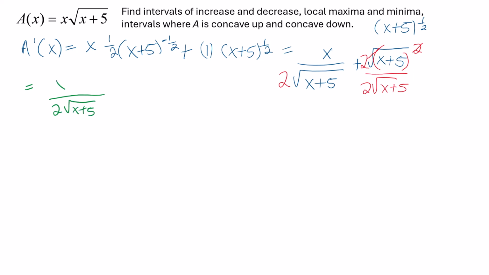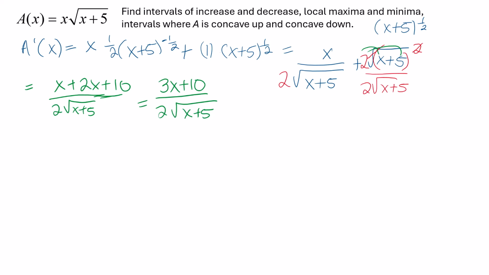And the numerator, we've got x plus, let's take this 2 and distribute it. Remember, this radical's gone and the squared's gone. So this is going to be 2x plus 10. So if I just combine those x's, 3x plus 10 over 2 square root of x plus 5. All right, that's my first derivative.